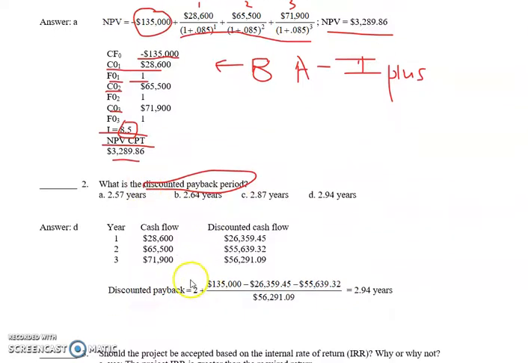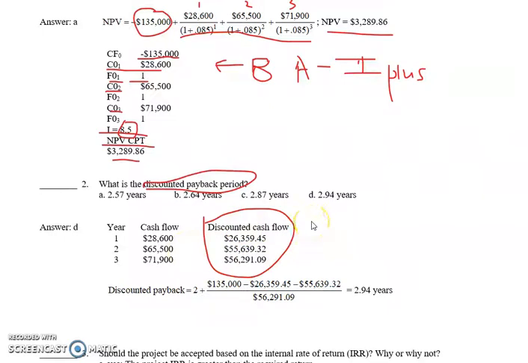Okay. Question 2 asks you what's the discounted payback period. So for the discounted payback period, the first step, you need to find the discounted cash flow for each year's cash flow. That's easy, right? Year 1 over 1 plus r to the power 1, and year 2 over 1 plus r to the power 2. So we find this discounted cash flow.